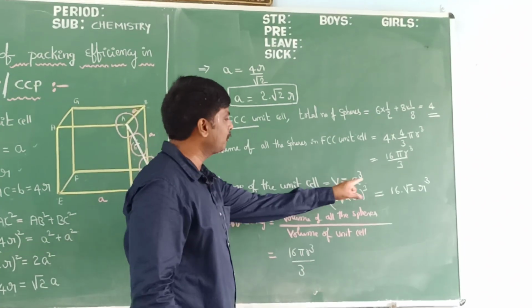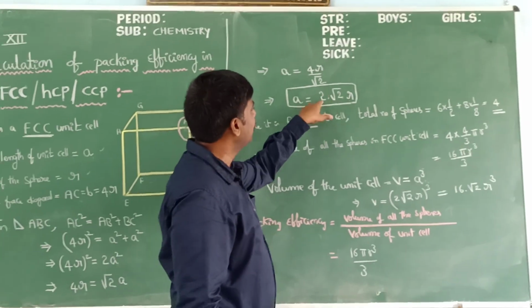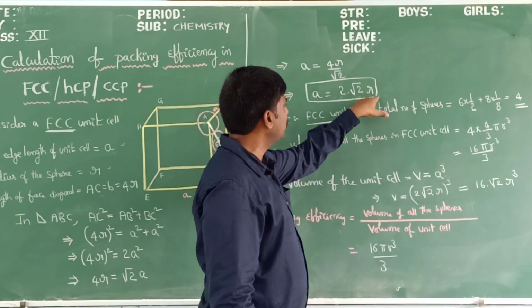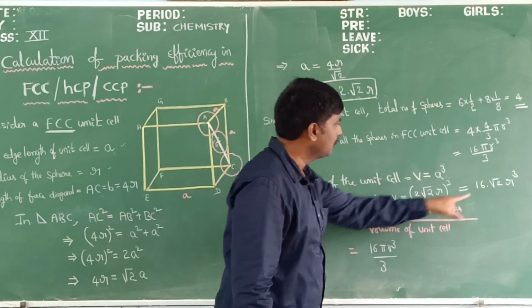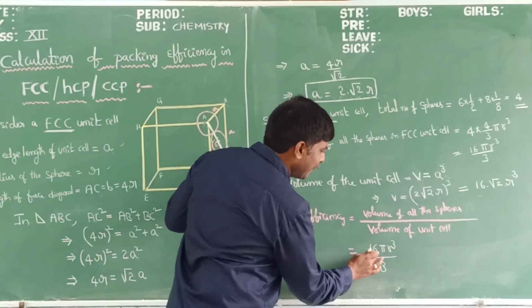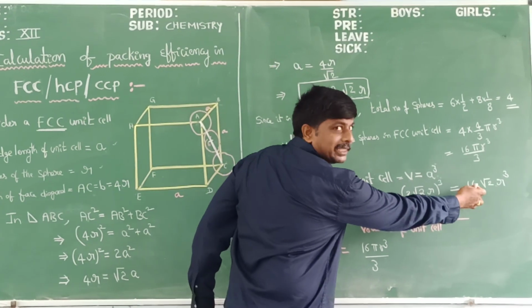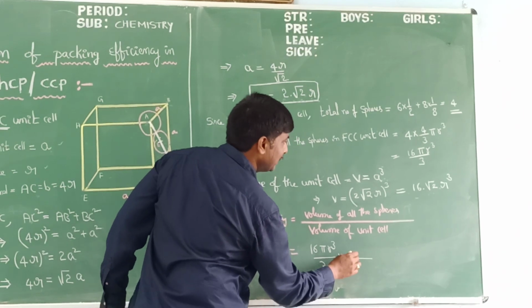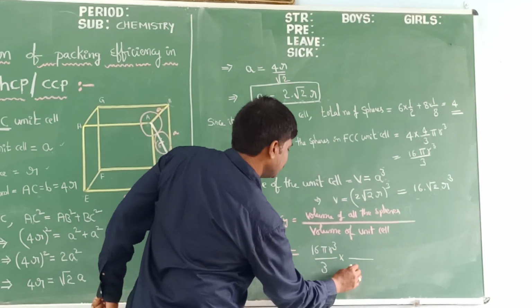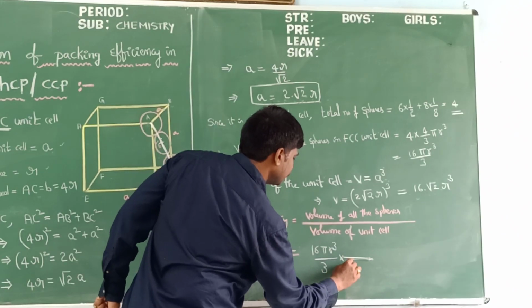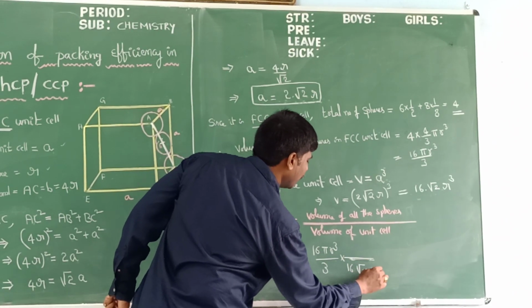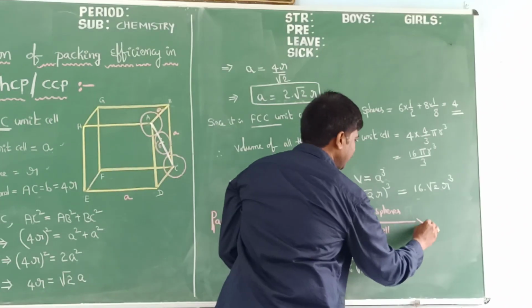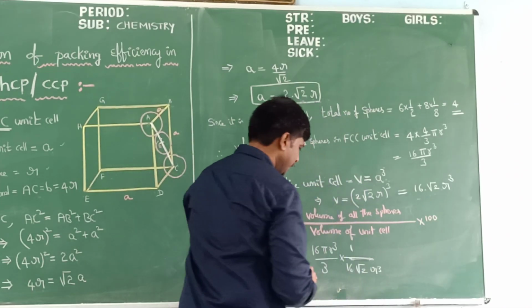Volume of unit cell V is equal to a cube. In place of a, we write 2 root 2 r whole cube, which is root 2 into root 2 into root 2, that means 2 root 2. 2 cube is 8, into 2 is 16, into root 2 r cube. So I have to write 16 into root 2 r cube in the denominator. So packing efficiency is 16 pi r cube by 3, divided by 16 into root 2 r cube, into 100.